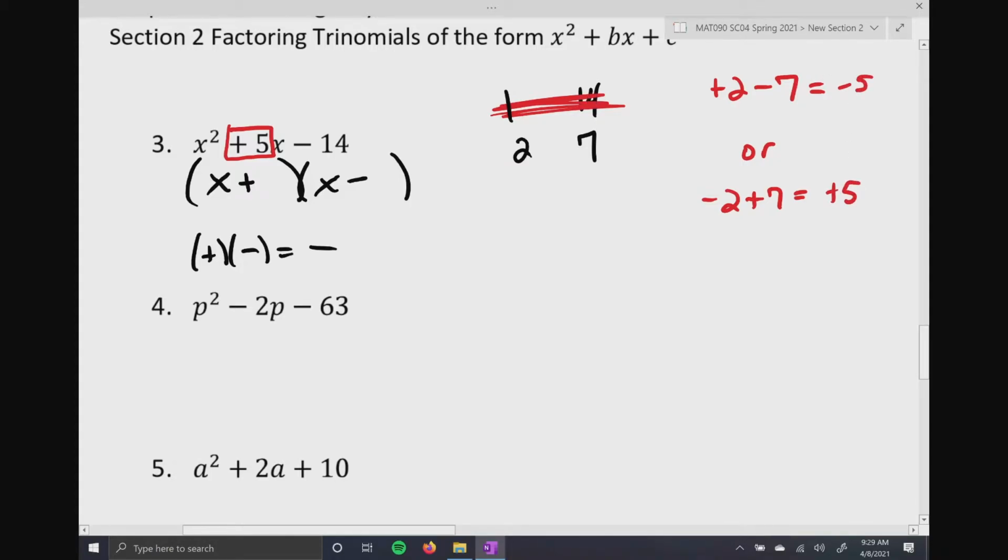So when I go to factor this, here's my 2 binomials. What number goes right here with the positive symbol? The 7, very good. And what number goes with the minus symbol? 2. There you go.